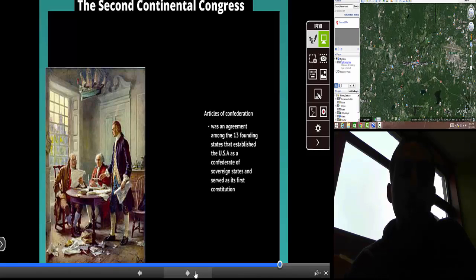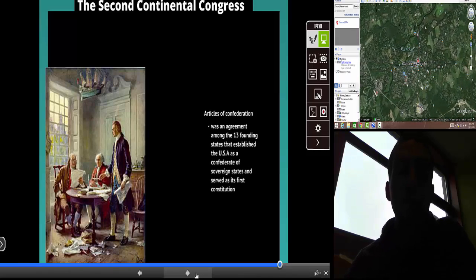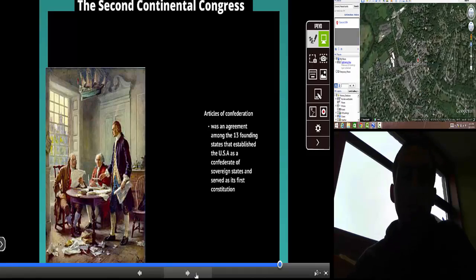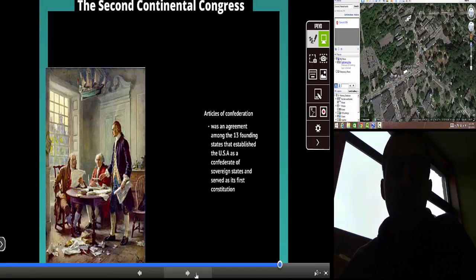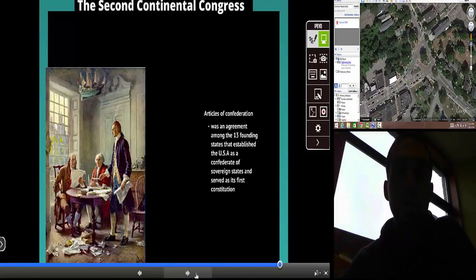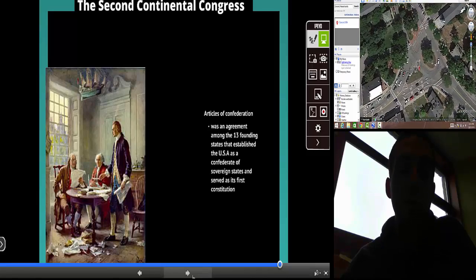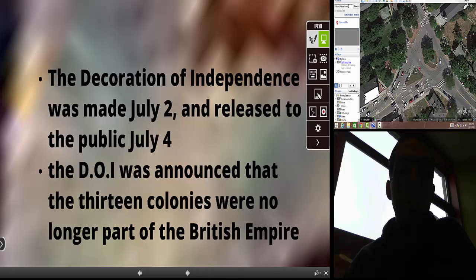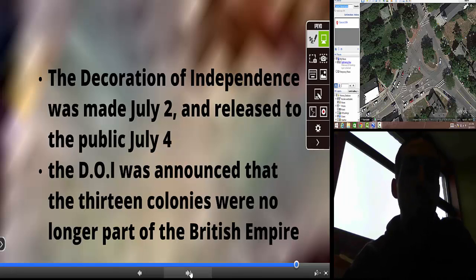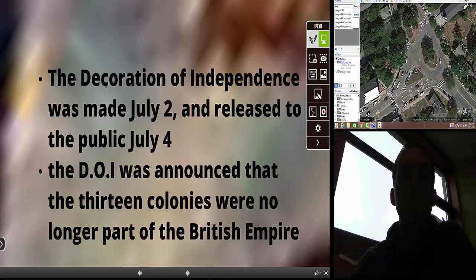So then later, these 2 battles lead to the Second Continental Congress. We talked about the First Continental Congress. This is the second one, and in this, they had further discussion of what they should do with the British. So as a result, and you'll see there's a little spelling error there, sorry about that.